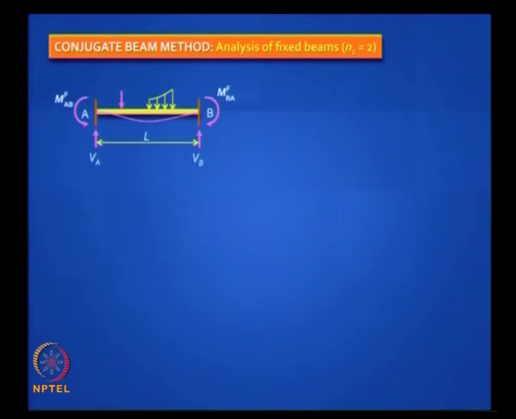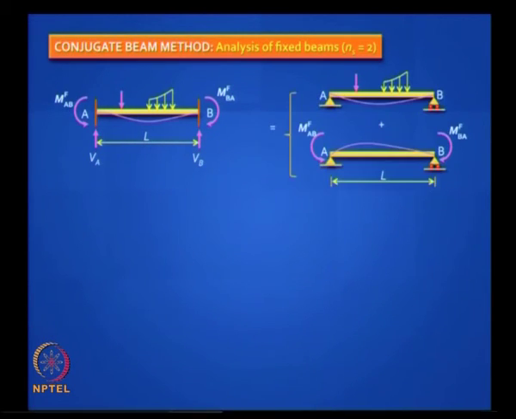The conjugate beam method also gives a method for solving some types of indeterminate problems where the indeterminacy is not more than 2. For example, take this fixed beam. How do you find the fixed end moments in this beam? You can visualize this as a simply supported beam with the original loading plus the hogging fixed end moments.